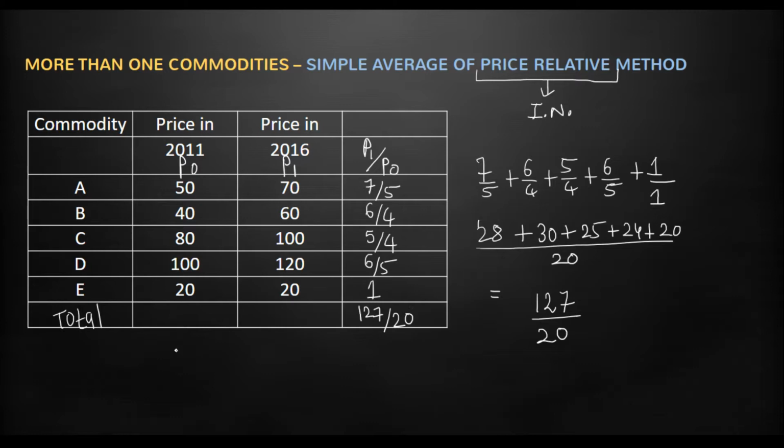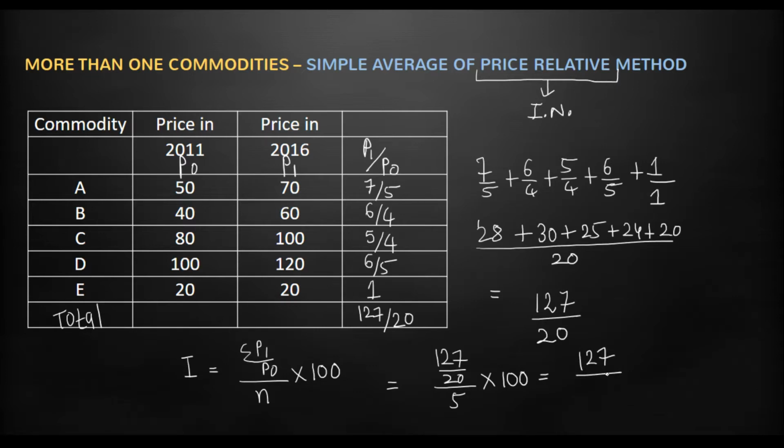Let us apply the formula of simple average of price relative. I is equal to sigma P1 upon P0 divided by n, into 100. This is our formula. So sigma P1 upon P0 is 127 divided by 20. N means how many commodities are there? There are 5 commodities, into 100. If we solve it, we can write it like this: 127 divided by 20 into 5 into 100. We don't have to do any large calculation here. This 20 into 5 and 100 would eventually cancel and our answer will be 127. If you do it in points or fractions, it will become difficult, but this is a simple method. This is how you can apply the method of simple average of price relative.